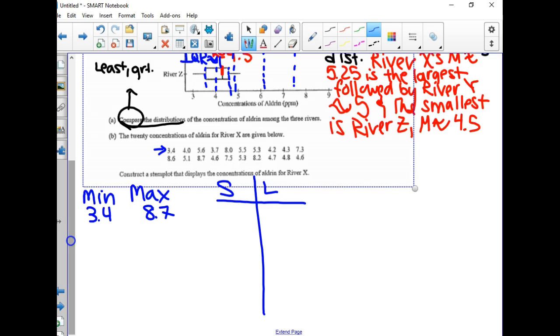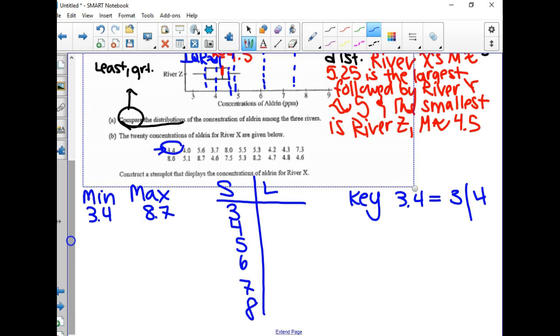Stem and leaf. I'm going to start with 3. I go all the way to 8. I do need a key or you will be docked. So just take your minimum number, 3.4 is equal to 3 line 4. Let me know if I'm going too fast. I'm trying to get through a lot here as well. Okay, now the biggest mistake that people will make will be with the leaves. You need them to go in increasing order. Okay, so I want to look at all my 3s. I have 3.4. Do I have any other 3s?